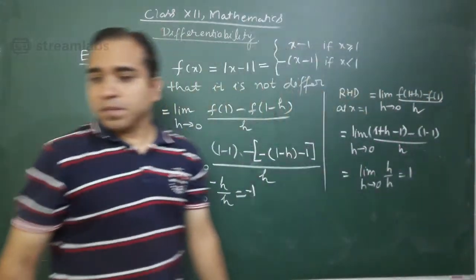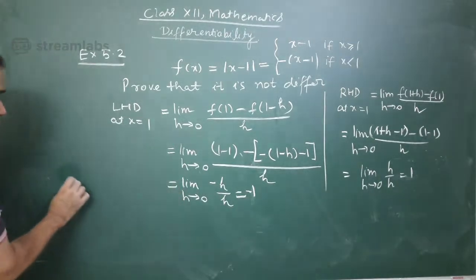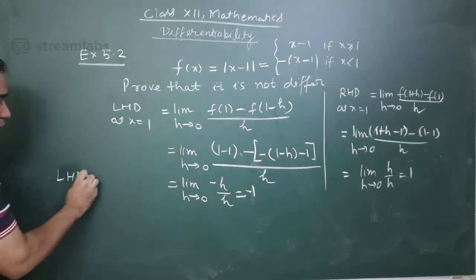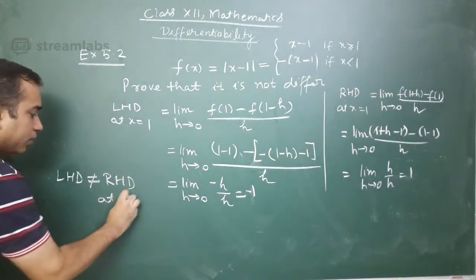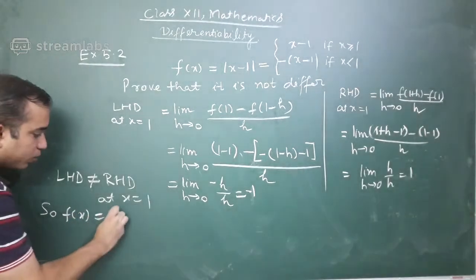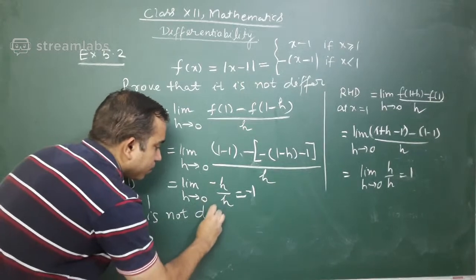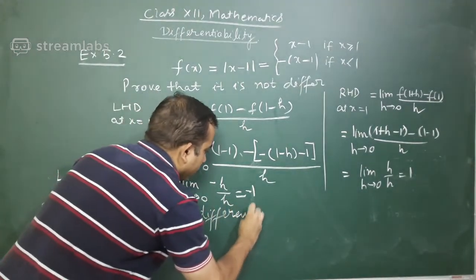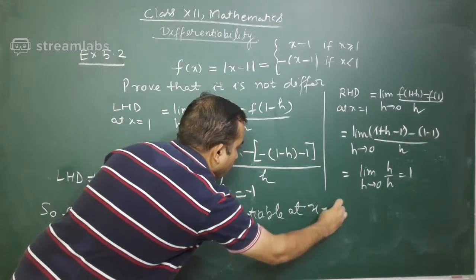Both are unequal. सही लक्षिता, राइट. तो both are unequal, so I will say that LHD is unequal to RHD at x equal to 1. So f(x) equal to mod x minus 1 is not differentiable at x equal to 1.